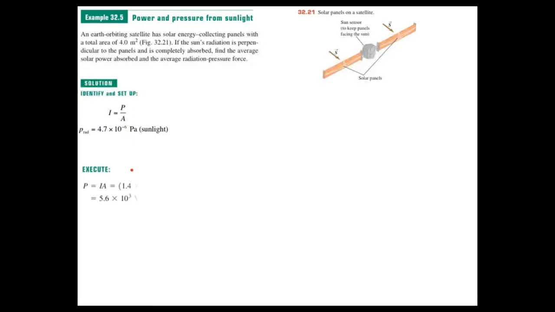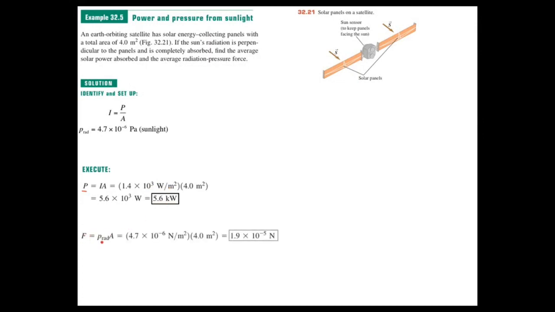So the first part of the problem, we simply rearrange this equation and we're going to calculate the total power delivered to the 4 square meters of panel. And so we multiply I times A, where again at our distance from the sun, the intensity of the sunlight is 1.4 times 10 to the 3 watts per square meter. And we get 5.6 kilowatts.